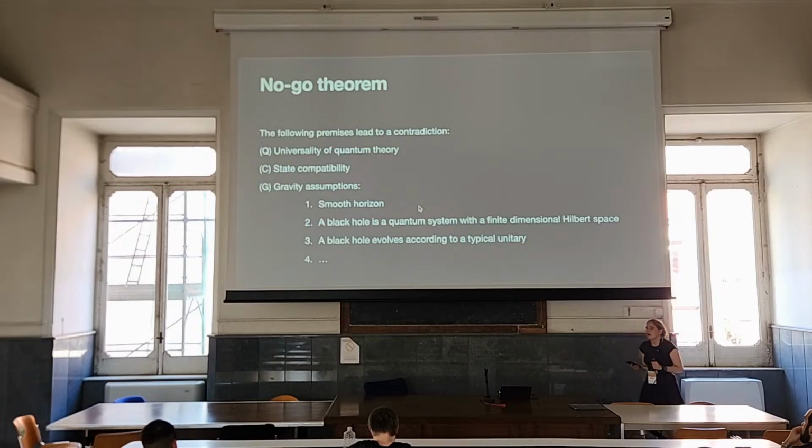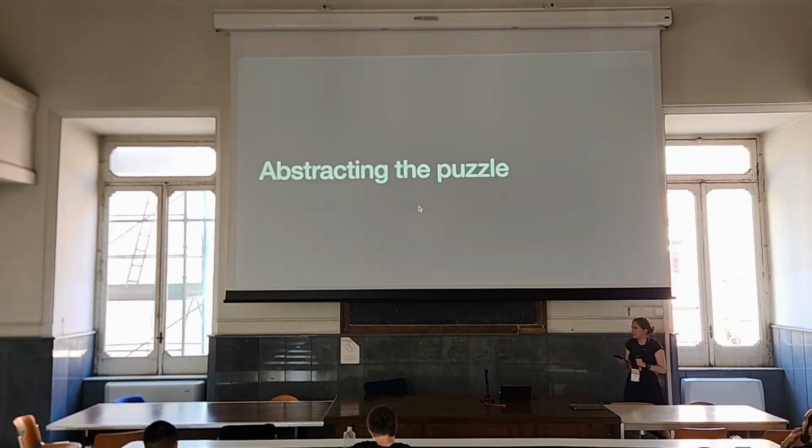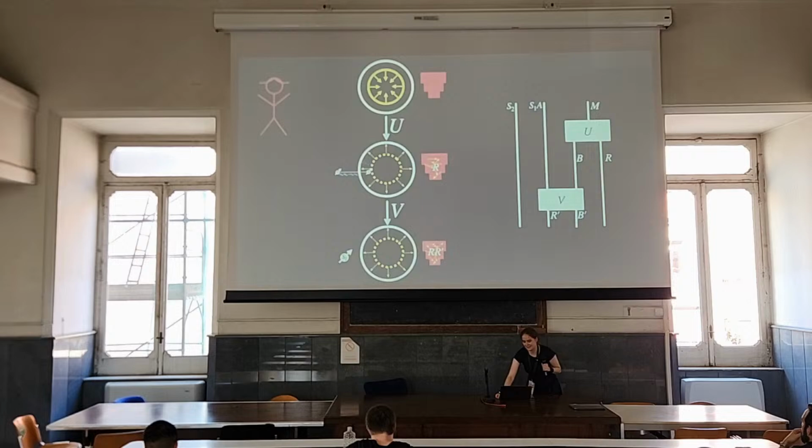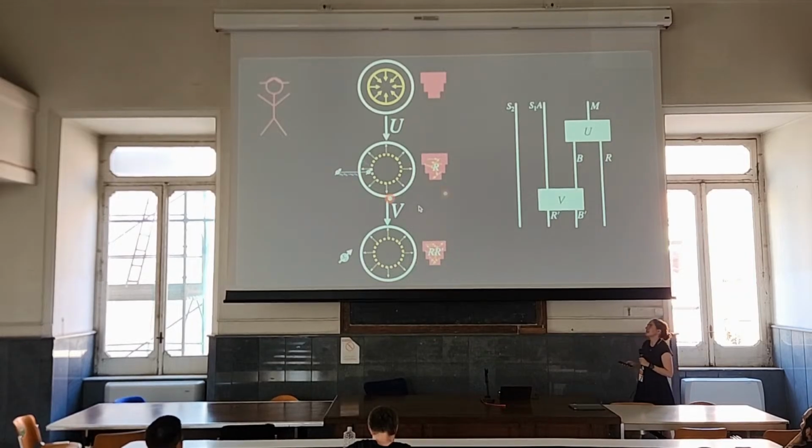Okay, so now that we've arrived at this no-go theorem, we can ask ourselves, can we make this puzzle more abstract? So let's try to do this. And let's remind ourselves of the last picture we had of Bob. What was the essential feature there? We had one observer, Alice, who was falling into Bob's very fancy detector. And for him, Bob, this region here then continued to evolve unitarily.